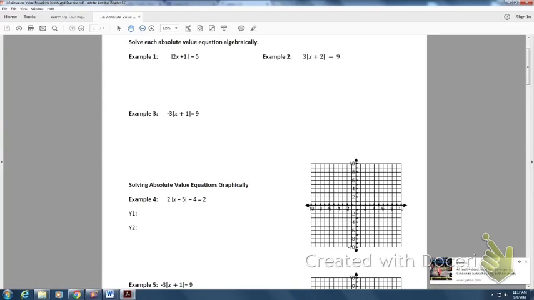Okay, so starting off with up there where it says example 1. Please listen. The first thing you're always going to have to do is to isolate the absolute value. That means you don't want anything in front and you don't want anything after the absolute value. This one is already isolated. What I'm talking about is maybe the negative 3 on example 3 or the positive 3 on example 2.